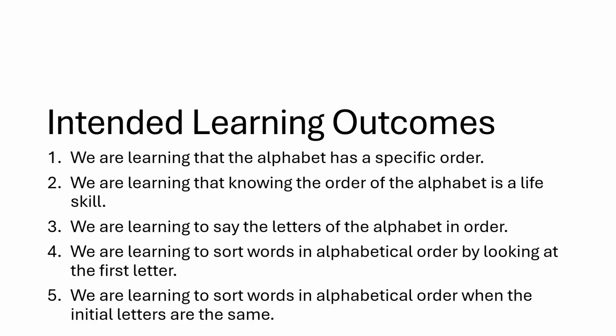1. We are learning that the alphabet has a specific order. 2. We are learning that knowing the order of the alphabet is a life skill. 3. We are learning to say the letters of the alphabet in order. 4. We are learning to sort words in alphabetical order by looking at the first letter. 5. We are learning to sort words in alphabetical order when the initial letters are the same.